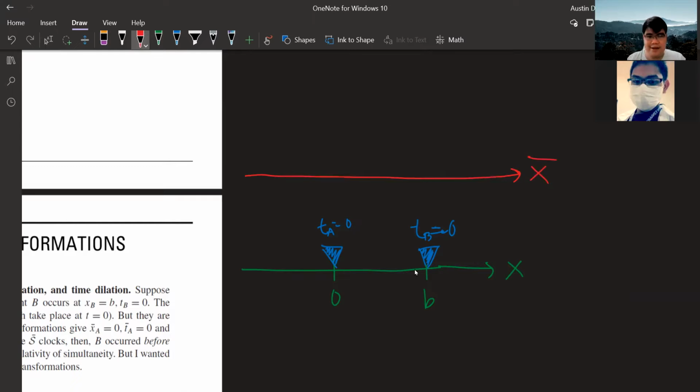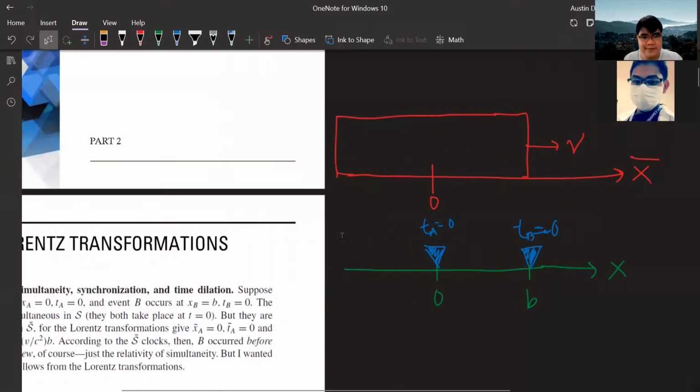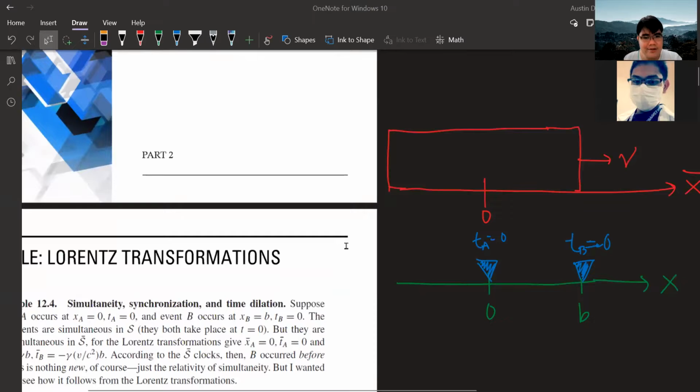Gumagalaw yun. Okay guys, ito ay yung 0 point. Isipin nyo pwede siyang isang cart moving at a speed v. Isipin nyo sasakyan yan, tapos yung gitna ng sasakyan, 0 yung coordinate system. Okay, then what else? What are our Lorentz transformations?